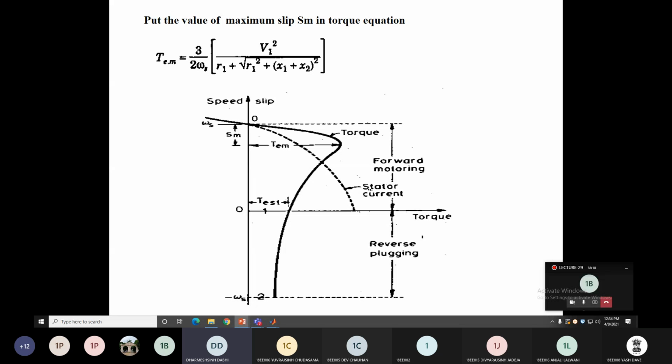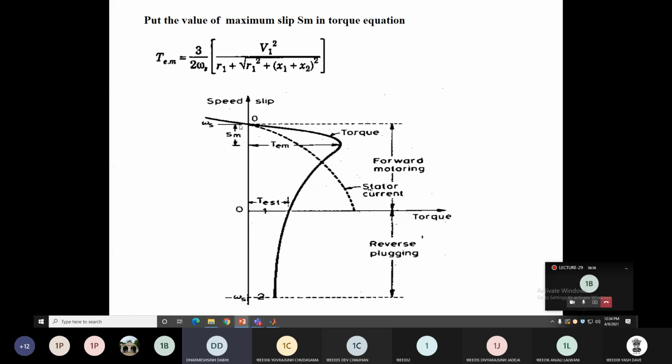As you know, the equation of slip is S equals (ns minus n) divided by ns. So if n is 0, or the speed of the rotor is 0, then the slip becomes 1. And the slip is equal to 2 when the induction motor is rotated in the reverse direction at synchronous speed.